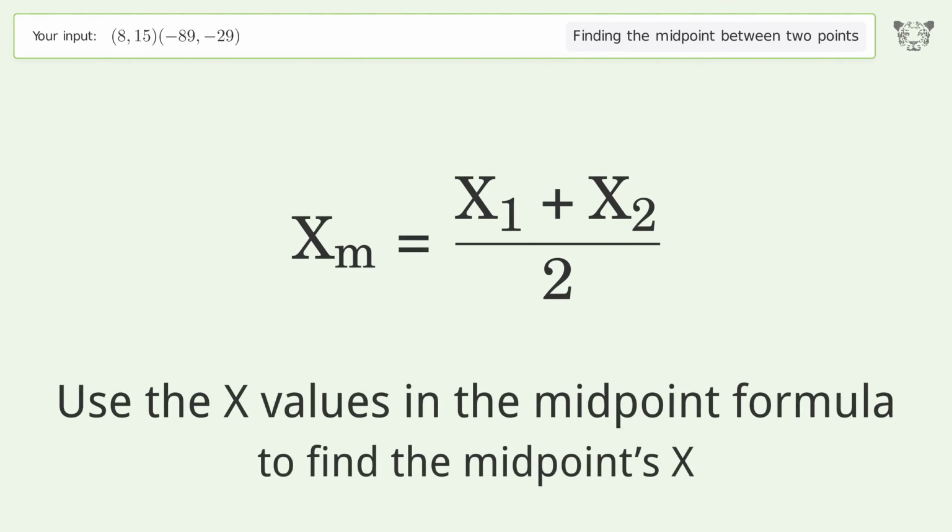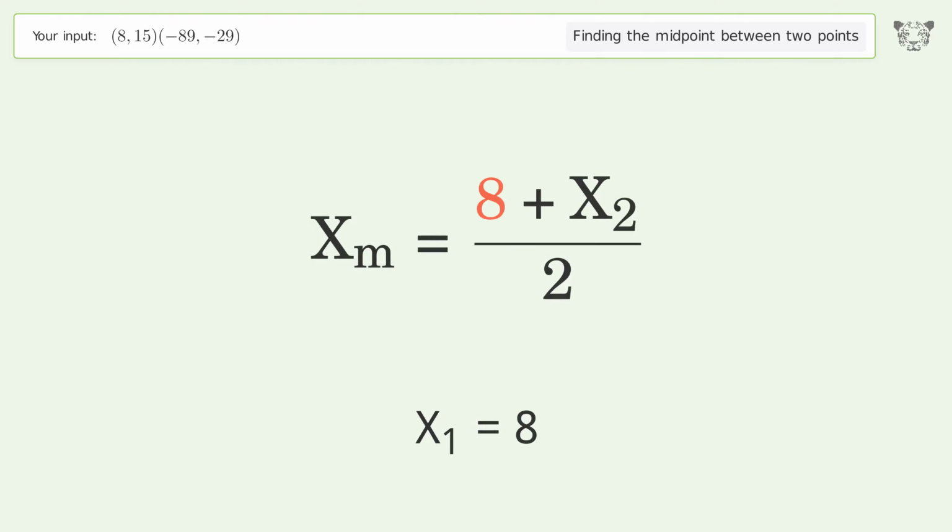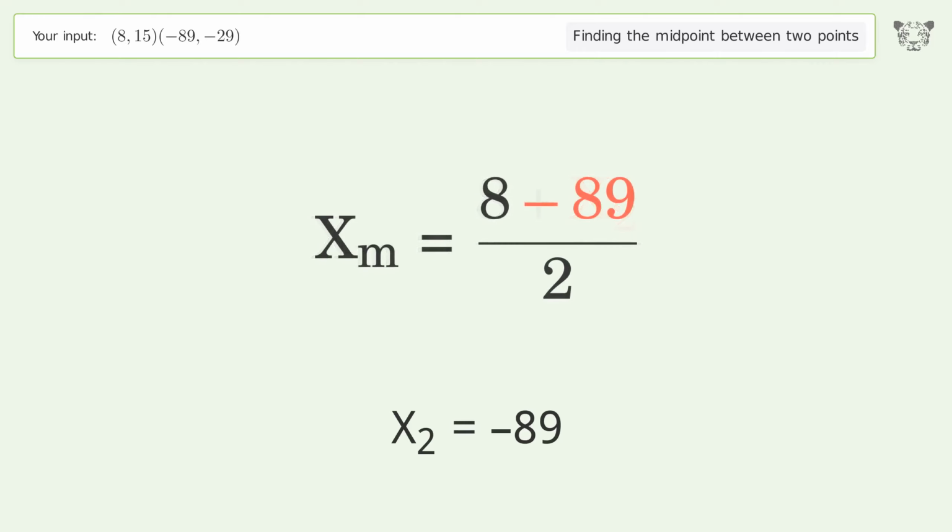Use the x values in the midpoint formula to find the midpoint's x. x1 equals 8. x2 equals -89. Simplify the arithmetic.